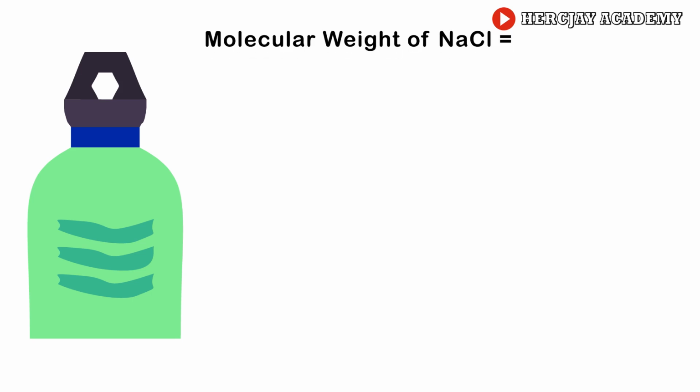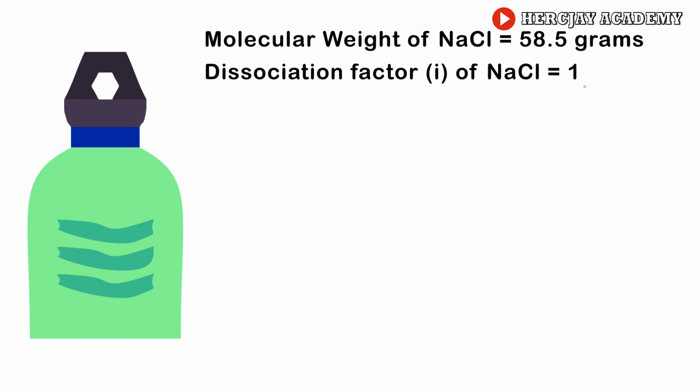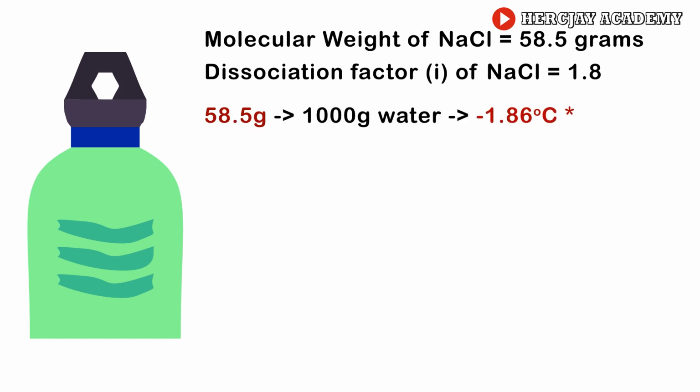The molecular weight of sodium chloride is 58.5 grams. The dissociation factor of sodium chloride is 1.8. Therefore, 58.5 grams sodium chloride, when dissolved in 1000 grams of water, will freeze at minus 1.86 degrees C times 1.8, which is the i factor.